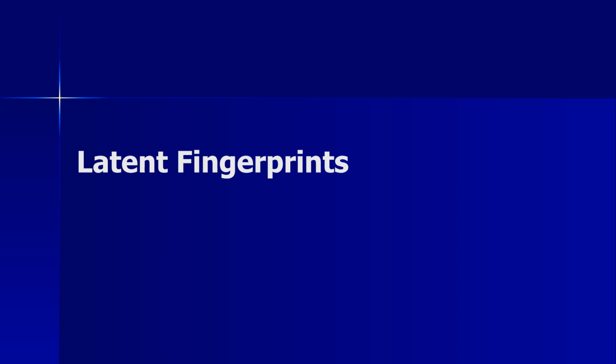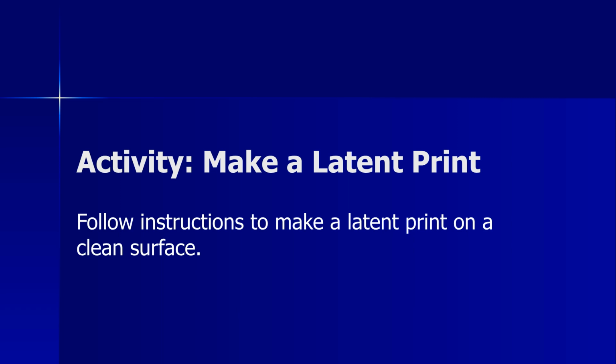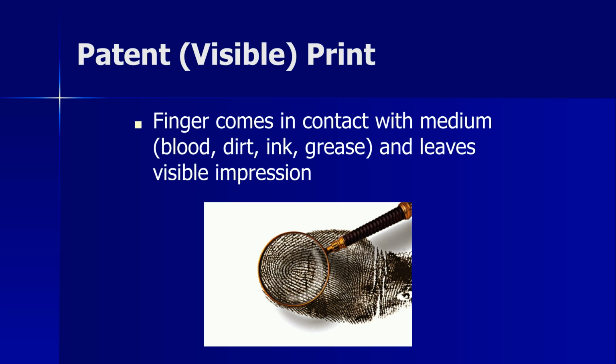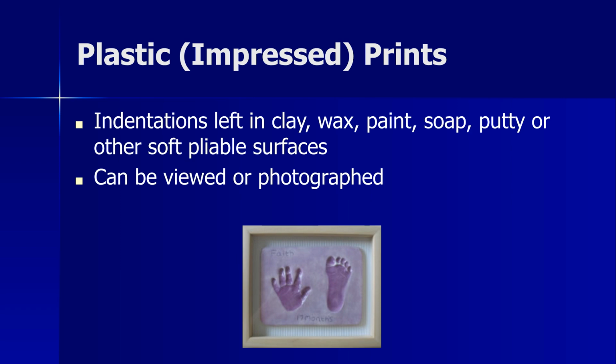We move on to latent fingerprints, which are not visible to the naked eye. In this activity, you will follow instructions to create and then make a latent print visible on a clean surface. There are 3 main types of fingerprints: patent or visible prints, impressed or plastic prints, and latent prints. A patent print is visible, formed when a finger touches a medium like blood, dirt, ink, or grease, leaving an impression. Plastic or impressed prints are 3-dimensional indentations left in soft surfaces like clay, wax, or putty. They can be viewed or photographed.